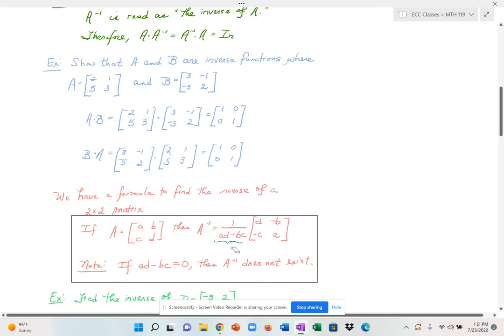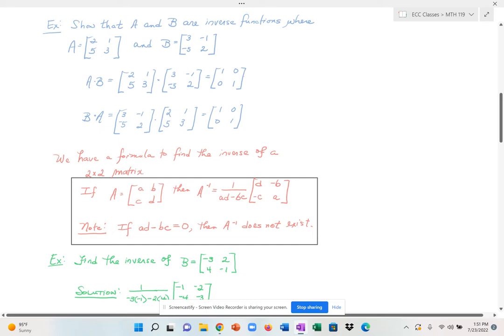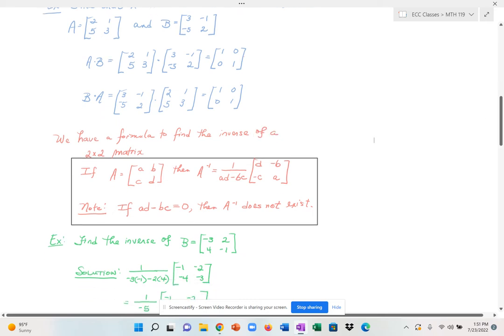Okay, so let's use this formula. Find the inverse of B, where B is [negative 3, 2, 4, negative 1]. So first I'm going to do 1 over AD minus BC. So that's 1 over negative 3 times negative 1 minus 2 times 4. And that I'll be able to simplify.